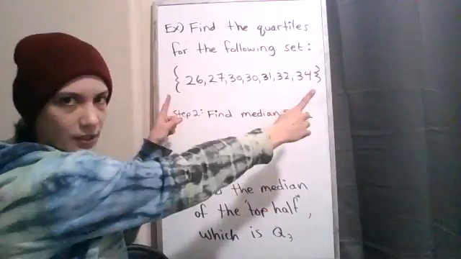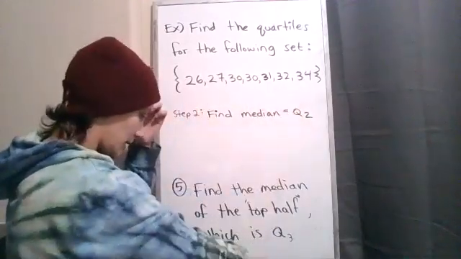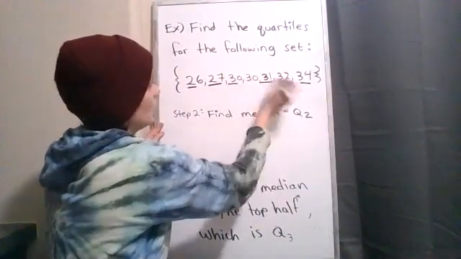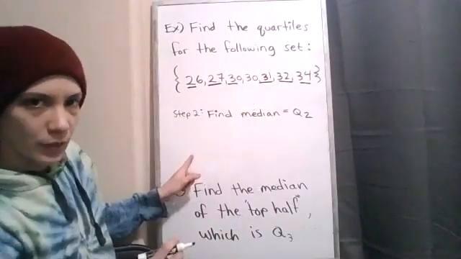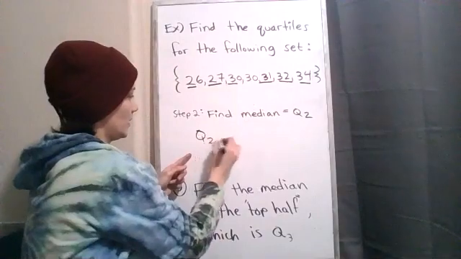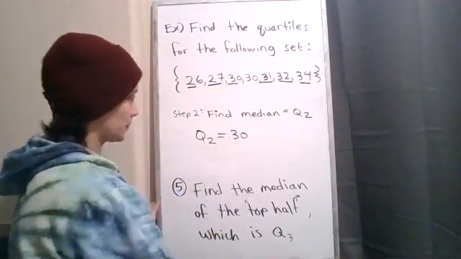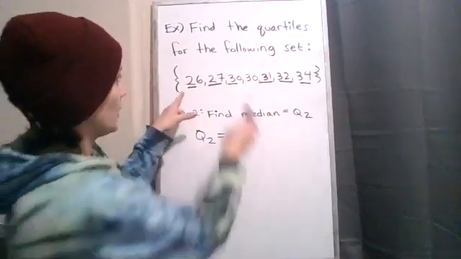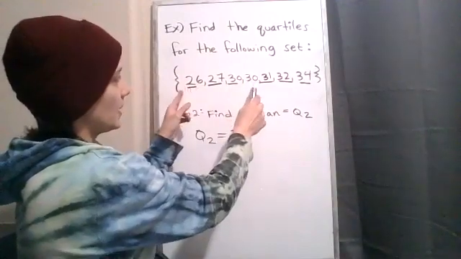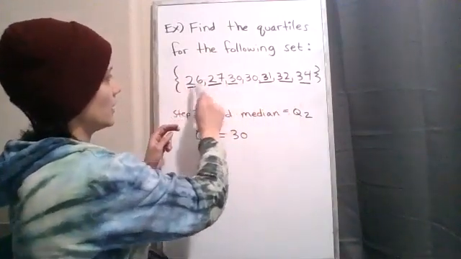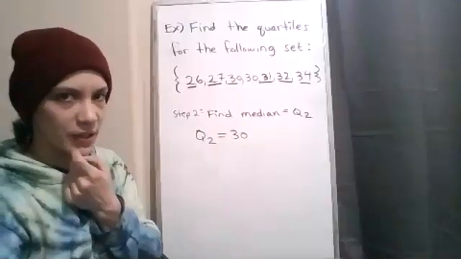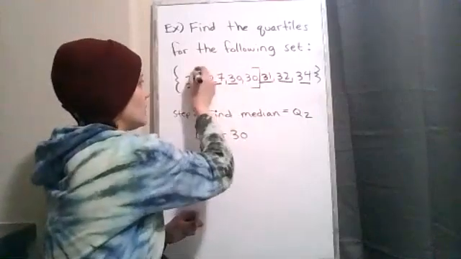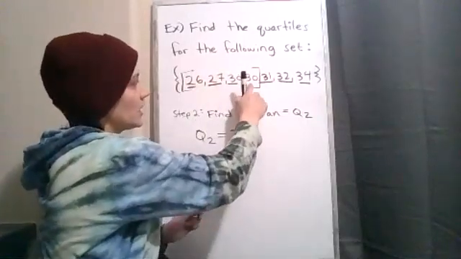Go to the edges and then towards the middle. Once, 2 times, 3 times, 30 is in the middle. So Q2 equals 30. We have an odd number of elements, which means 30 will be in the bottom set and the top set. So we'll have a set like this with 1, 2, 3, 4 elements.